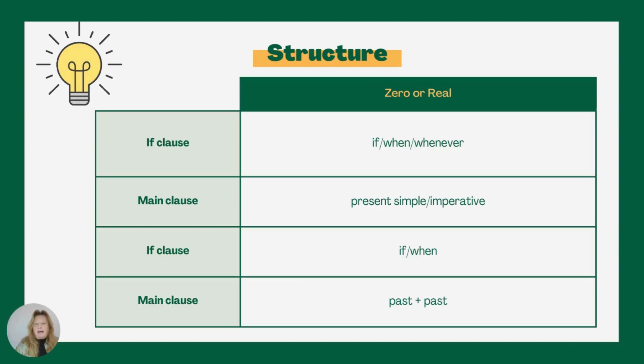So if I had to structure these kinds of clauses, I would say that in the conditional clause, we have if, when, whenever. We could have these conjunctions. And then in the main clause, present simple or imperative. If we're talking about the past, in the if clause, we have if, when. In the main clause, we have past plus past, simple past actually. Okay, hope this is clear.